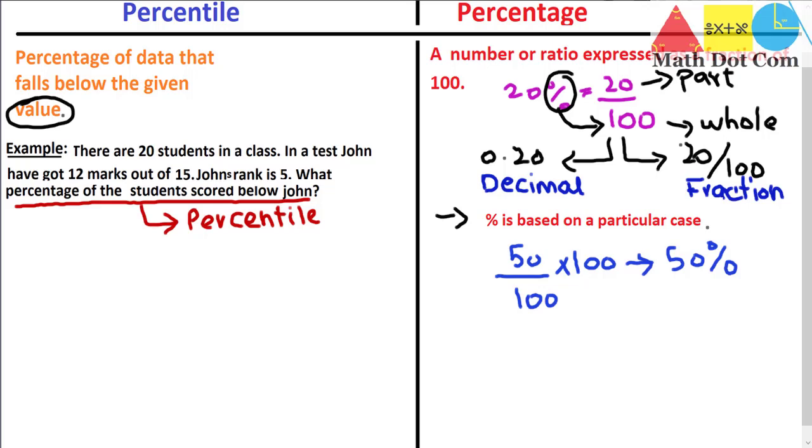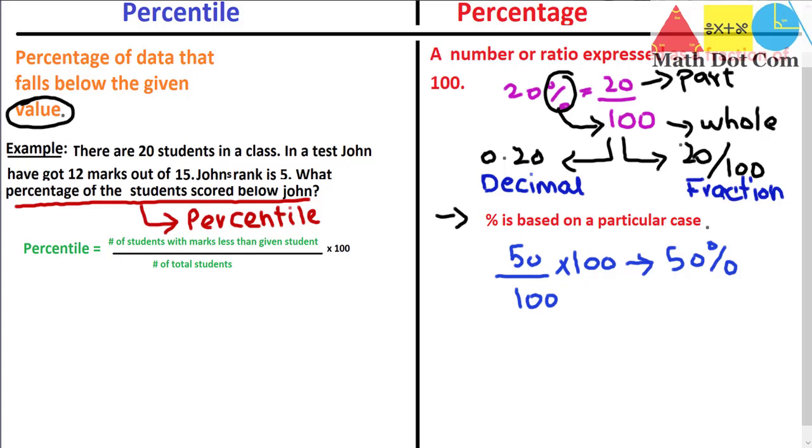But first I will tell you the method of a simple formula for finding the percentile, and there is also another method. So the formula of percentile is number of students with marks less than the given student. Here the given student is John, divided by the number of total students multiplied by 100. So we have to find first the numerator then denominator, and how we have to find, let's see.